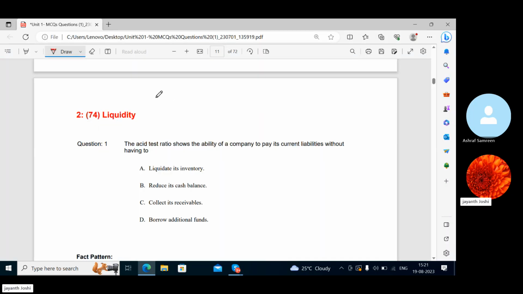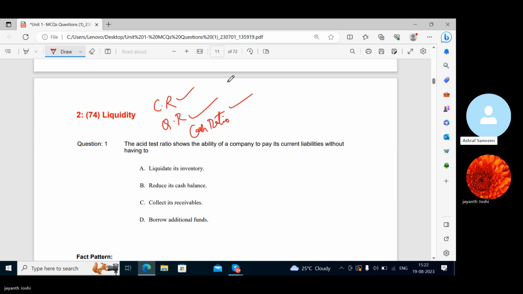So my question is, are you okay with the concept of current ratio, quick ratio, cash ratio? Yes, sir. So you're okay with all these three ratios, right? Any kind of detail regarding these three ratios, you're familiar with them. Am I right? So can we move forward with questions regarding these ratios? Yes, sure, sir.